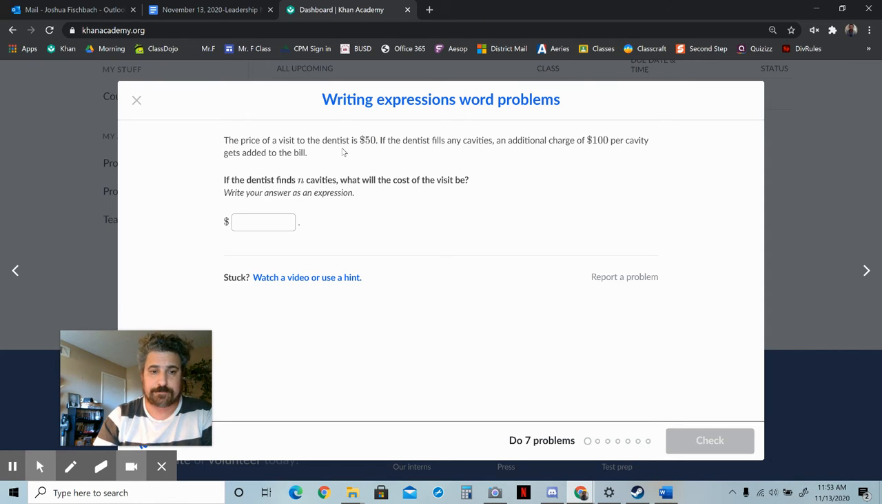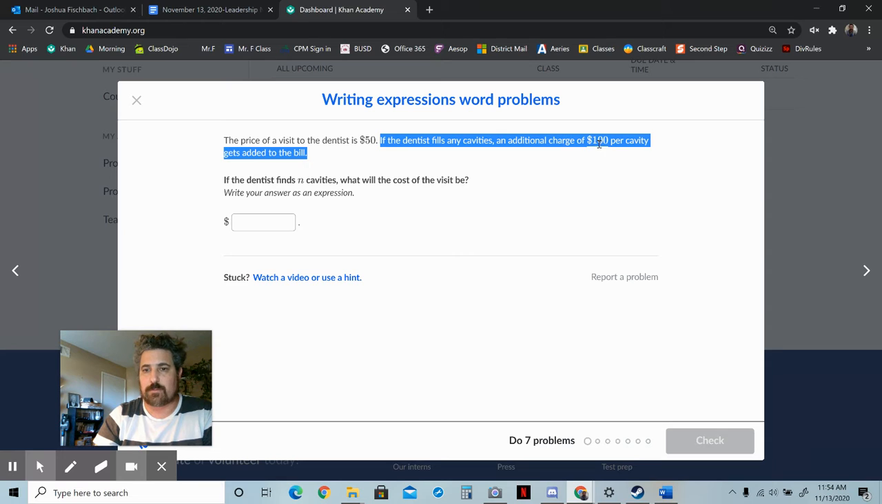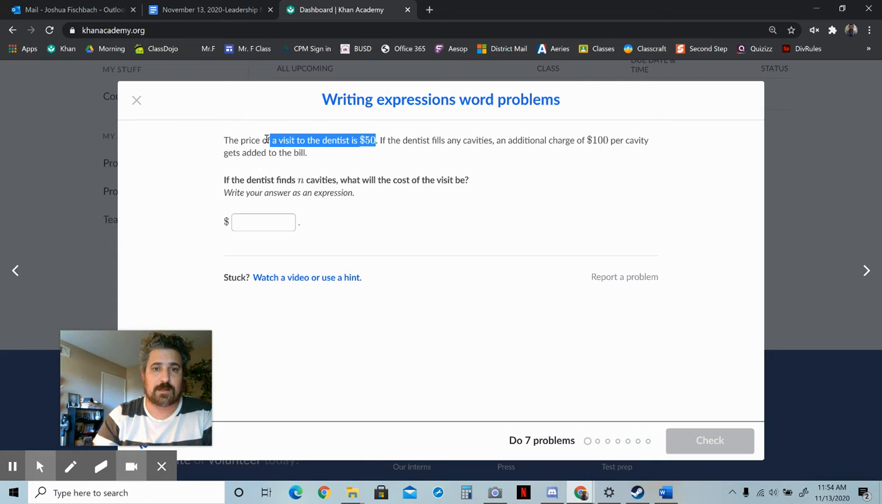It's constant. If the dentist fills any cavities, for every cavity he fills, it's an additional $100 per cavity. So if n is the number of cavities, if you filled one cavity, it would cost you 100, right? Two cavities, 2 times 100, three cavities, 3 times 100, and so on and so forth. So this part of the bill is attached to a variable, the number of cavities you have. So it's $100 times the number of cavities plus this flat fee of $50.